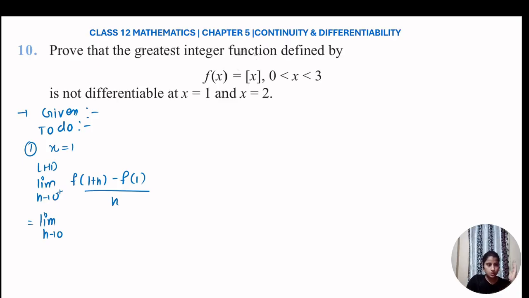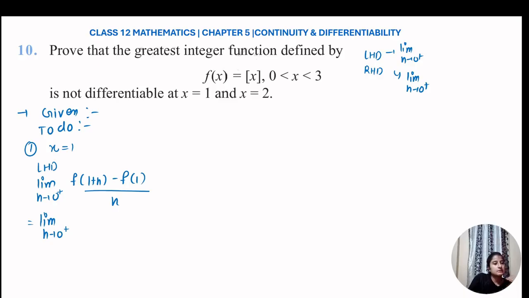I already told you in the introduction video also: whenever you have to find your left hand derivative and right hand derivative, the limit you will use is h tends to only 0 positive. Here also you will use the limit of h tends to only 0 positive, because the other work we have to do is in these parts.